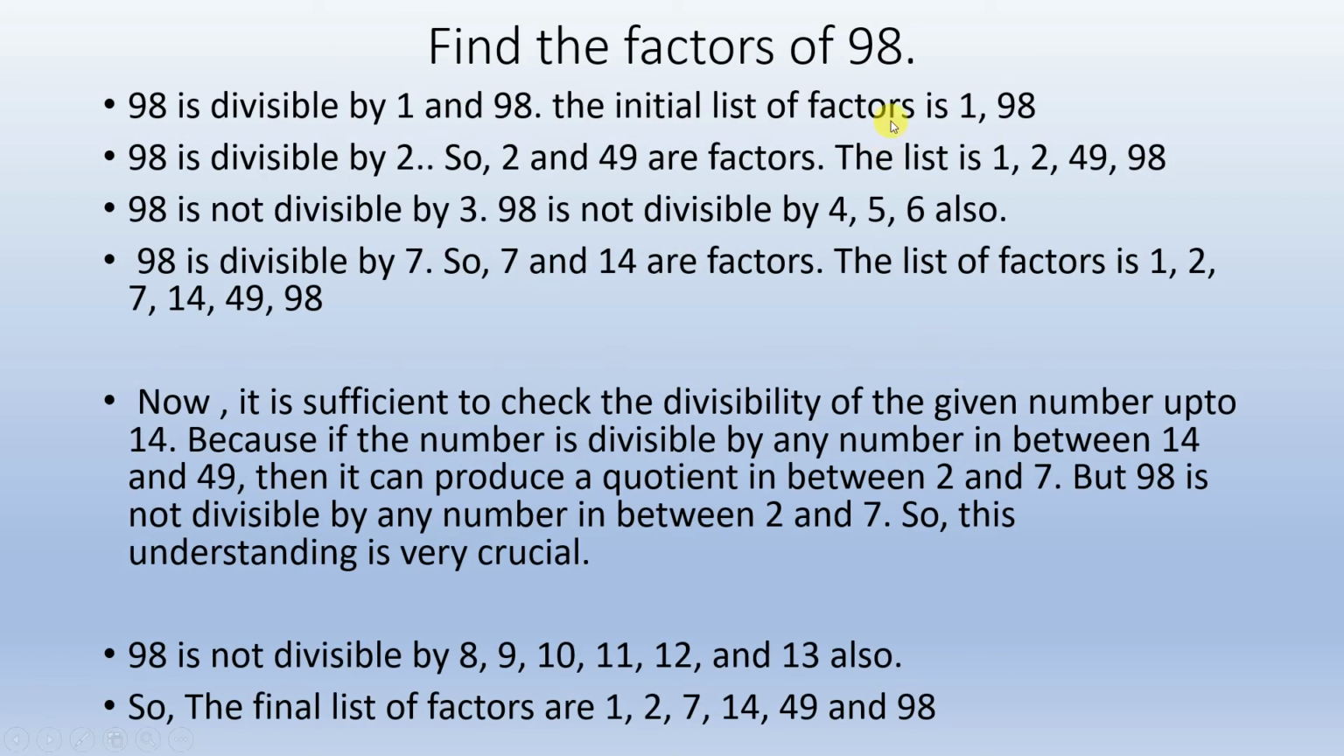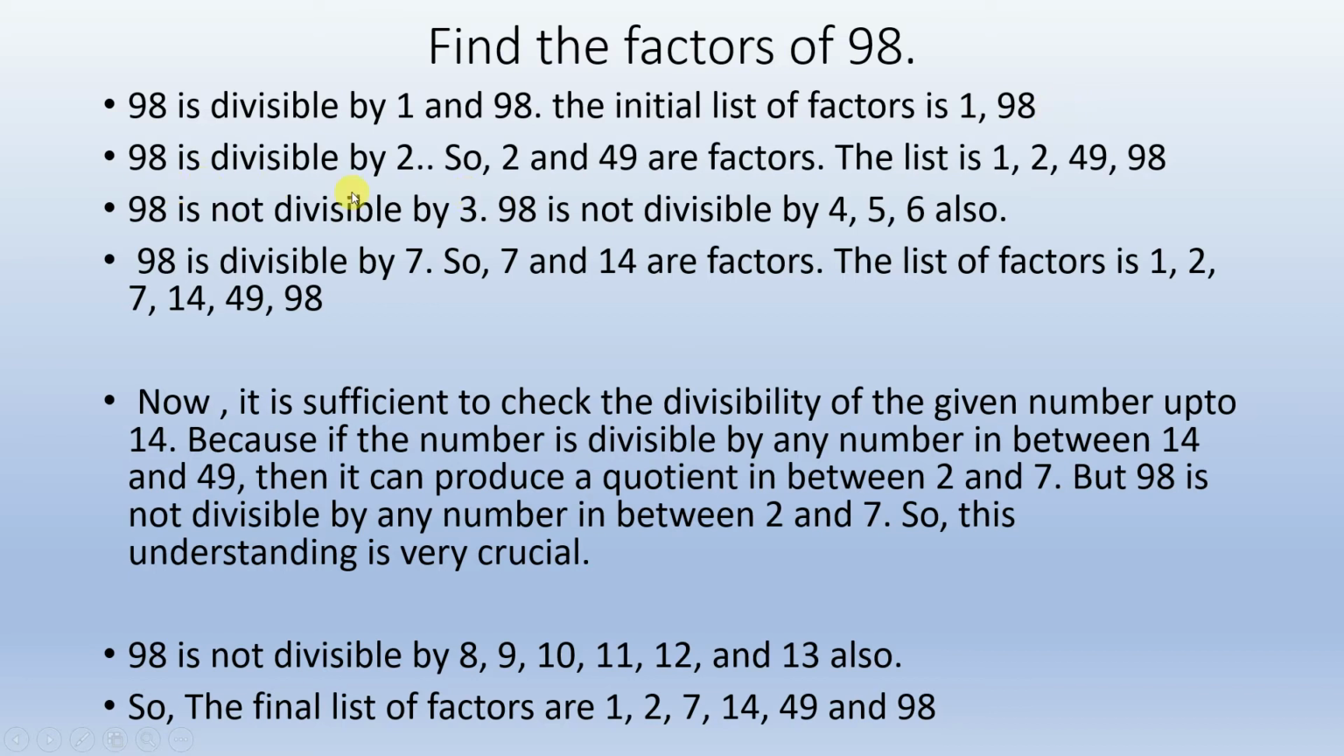You have to find all the factors of any given number. Here the given number is 98. You should always start with 1. Check whether the number is divisible by 1. Every number is divisible by 1. So 98 is divisible by 1. How many times? 1 98s are 98. Okay. So both 1 and 98 divide 98. So both become factors for 98. The initial list of factors is 1 and 98.